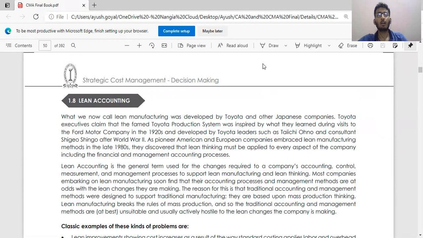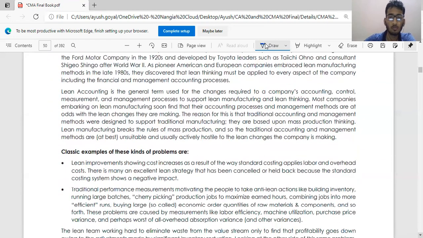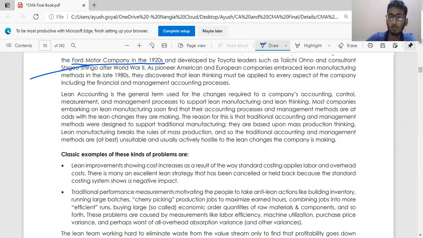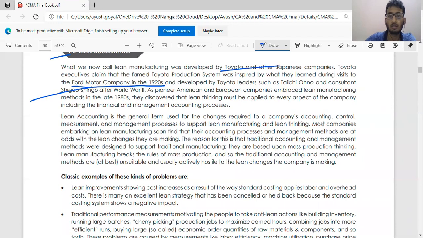Now, lean accounting. We know what Toyota has done, what Ford Motor has done. We have read these things in Kaizen and all. So lean accounting is a general term used in the change of a company. Okay, we know what lean accounting is. I don't think you need more explanation on lean accounting.